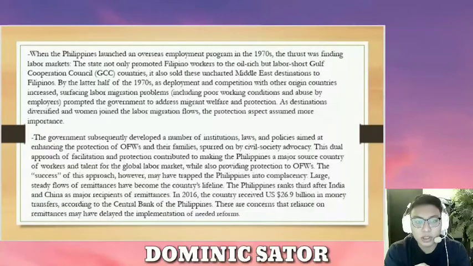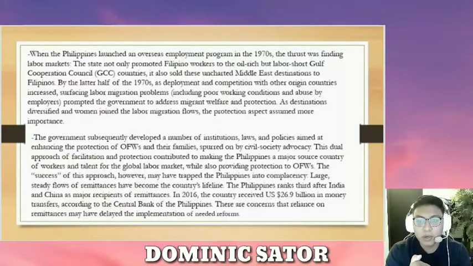So our government developed an institute of laws and policies aimed at enhancing the protection of OFWs and their families. Spurred by civil society advocacy, this dual approach of facilitation and protection contributed to making the Philippines a major source country of workers and talent in the global labor market, while also providing protection to OFWs.